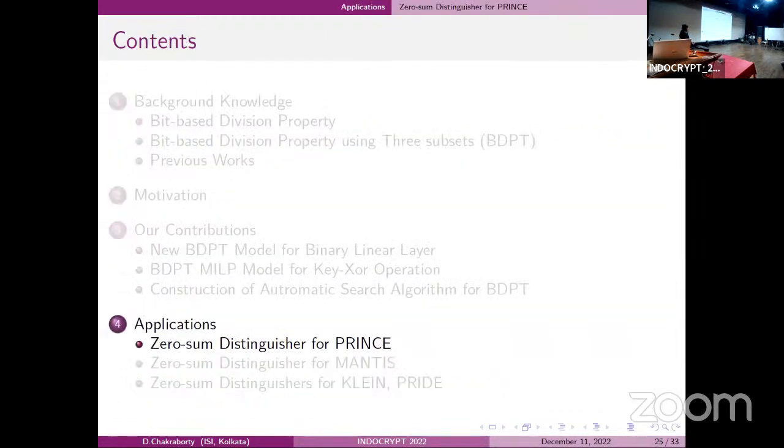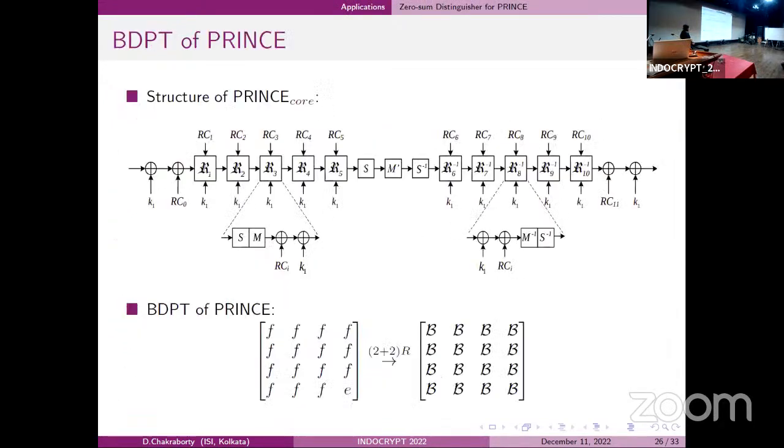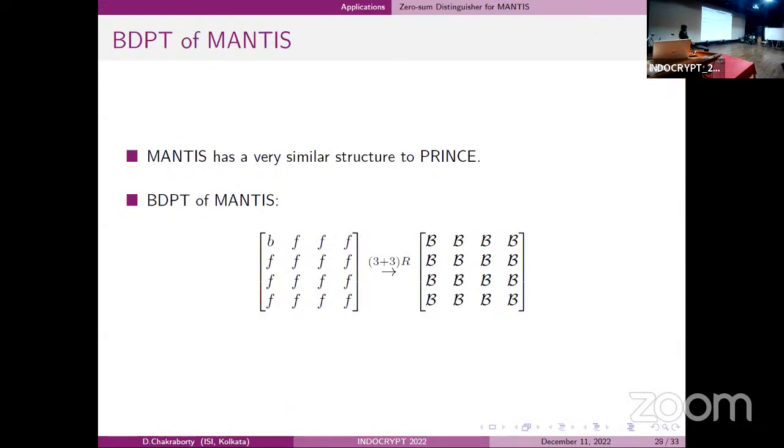And finally, I have applied this idea on some block ciphers. First, Prince. This is the block cipher with a binary linear layer, and we got some improved result after 2 plus 2 plus 2 rounds. This is the forward 2 rounds, the backward 2 rounds, and this is the middle round. So this is the BDPT of Prince, and then we also applied it on Mantis. This has a very similar structure to Prince and got an improved result like this for 3 plus 3 rounds.